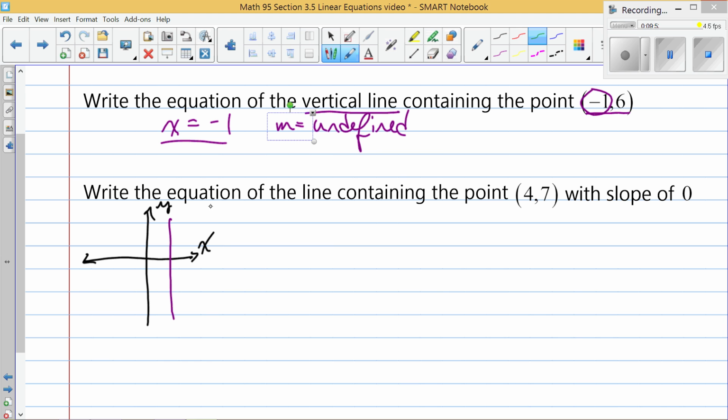If I want to write the equation of a line containing the point 4, 7 with a slope of 0, if my slope is 0, that means that my y value is always the same, which gives me a horizontal line.